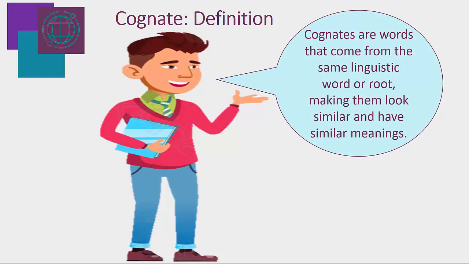Cognates are words that come from the same linguistic word or root, making them look similar and have related meanings. It's helpful to build cognate awareness when there are connections to a first language. Spanish is the most predominant language in which we see cognate connections, but cognates are also common in other Romance languages such as French, Portuguese, Italian, Romanian, as well as Germanic languages.